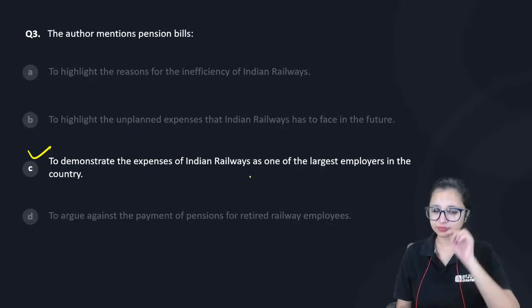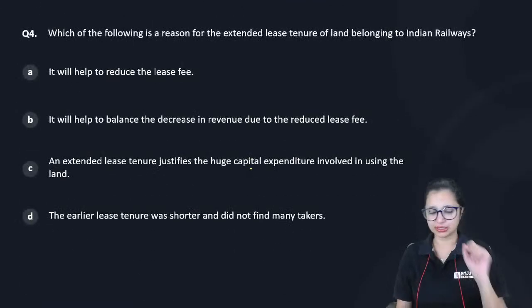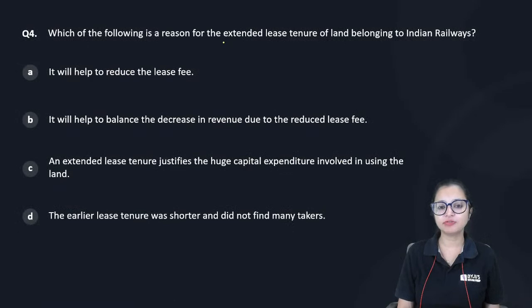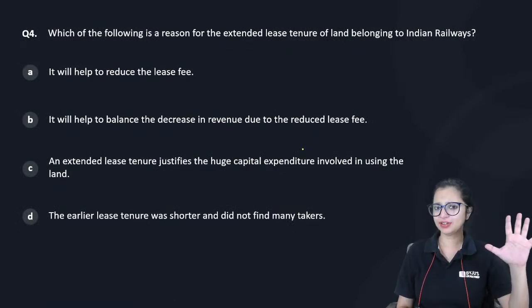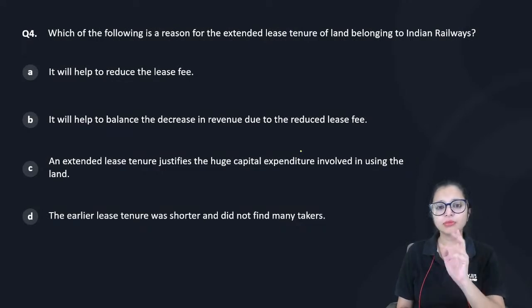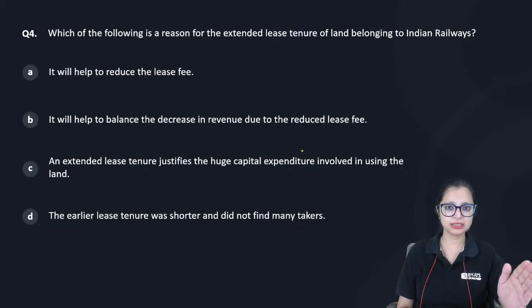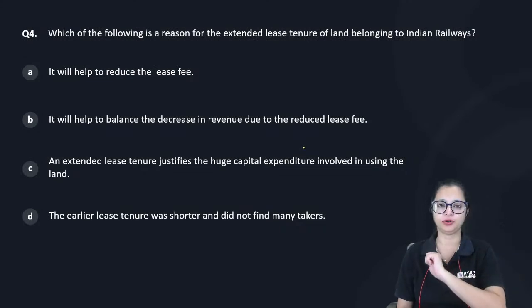Hi Krishna. Okay, so ये आंसर देखते हैं. Which of the following is a reason for the extended lease tenure of land belonging? पहले 5 years था, एक्सटेंड करके 35 किया. फर्स्ट पैराग्राफ में दिखाया था आपको मैंने. क्यों एक्सटेंड किया? क्या रीजन हो सकता है कि मैंने लोगों को बोला 5 साल की जगह 35 कर दो?